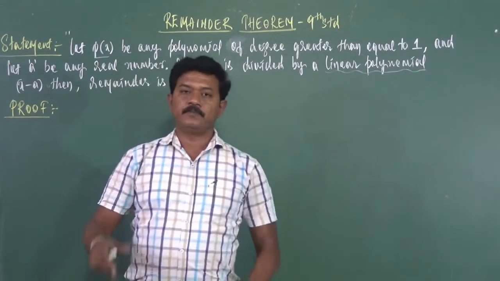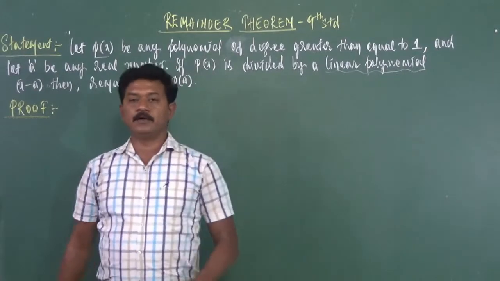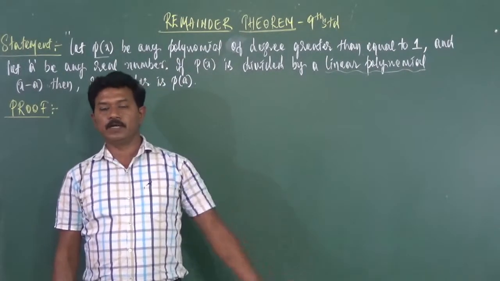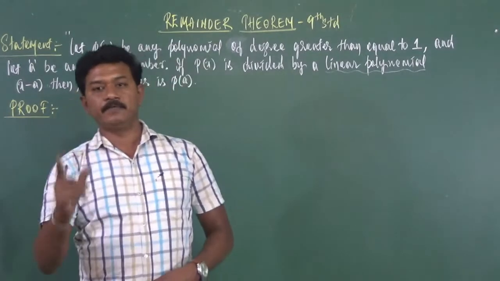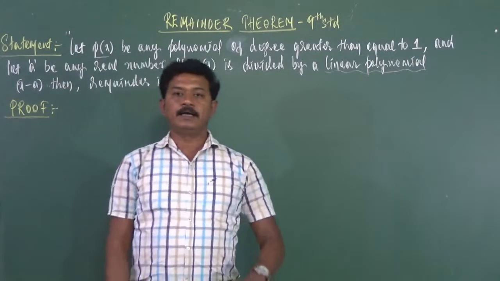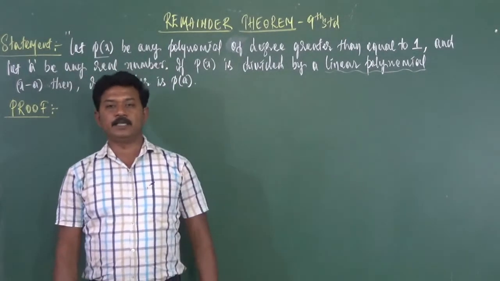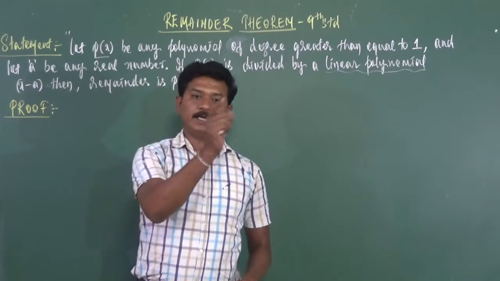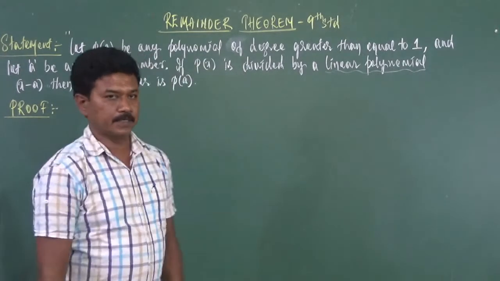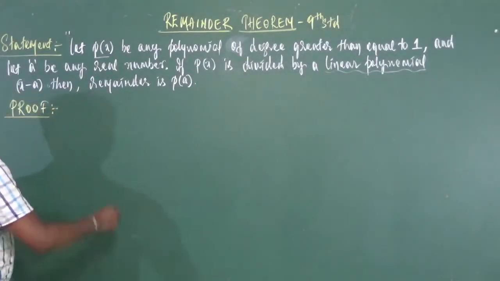So once again, if p of x is a polynomial of degree equal to or greater than 1, and if a is any real number, then if p of x is divided by a linear polynomial in the form of x minus a, then the remainder will be p of a. So we are going to prove this, right? Now let us get into the proof.